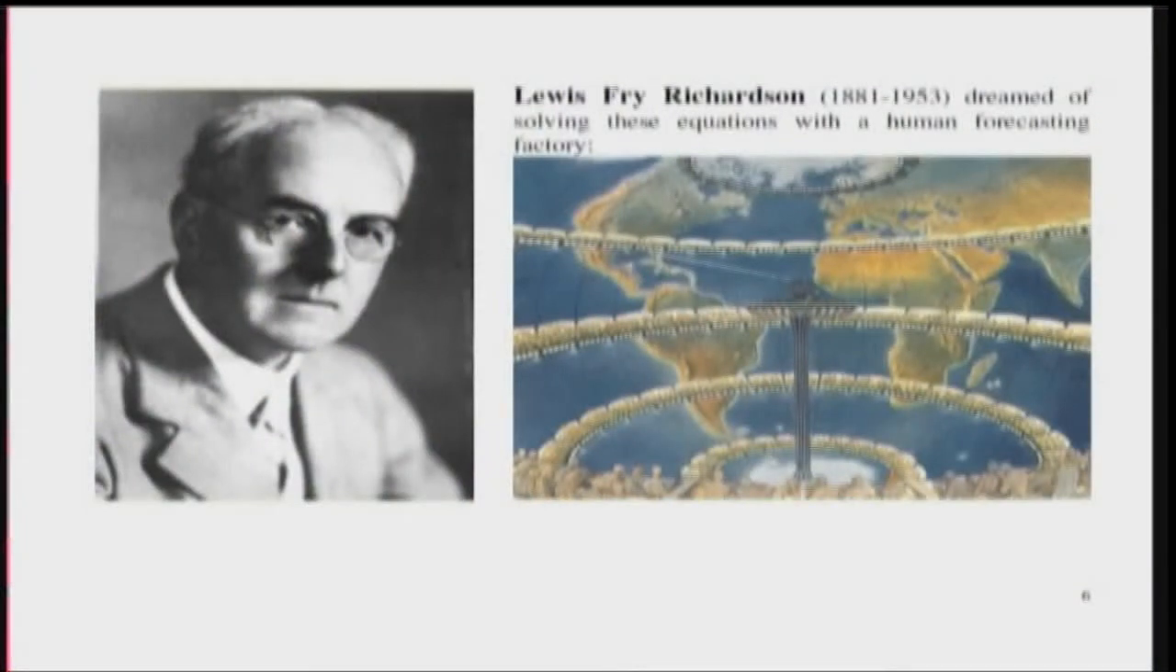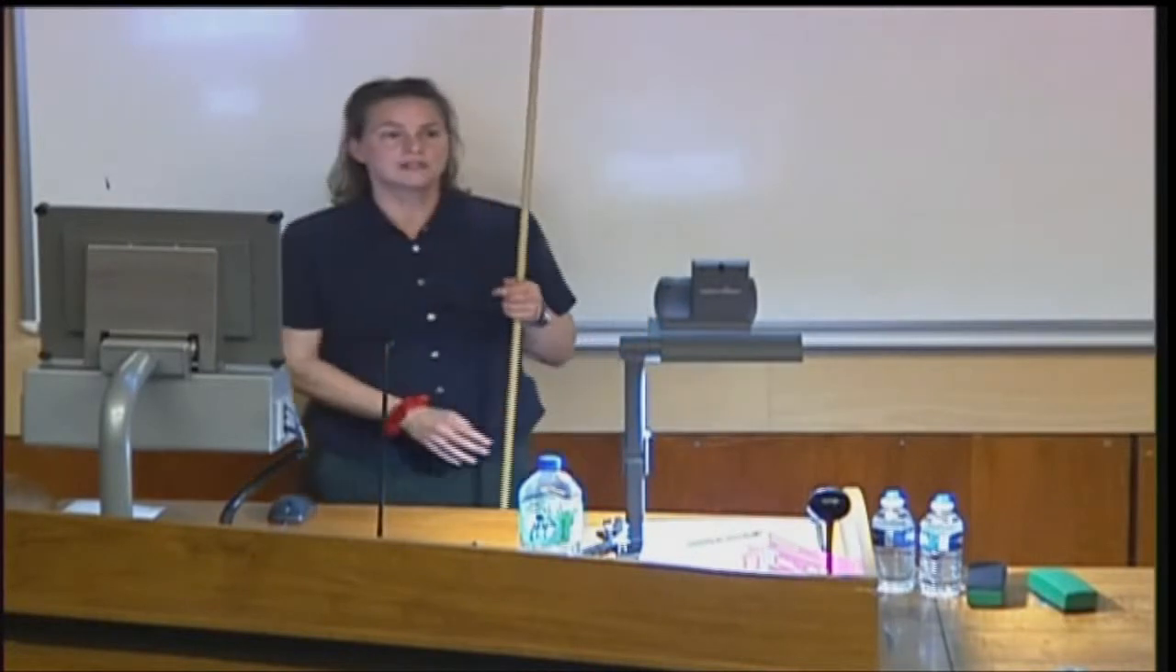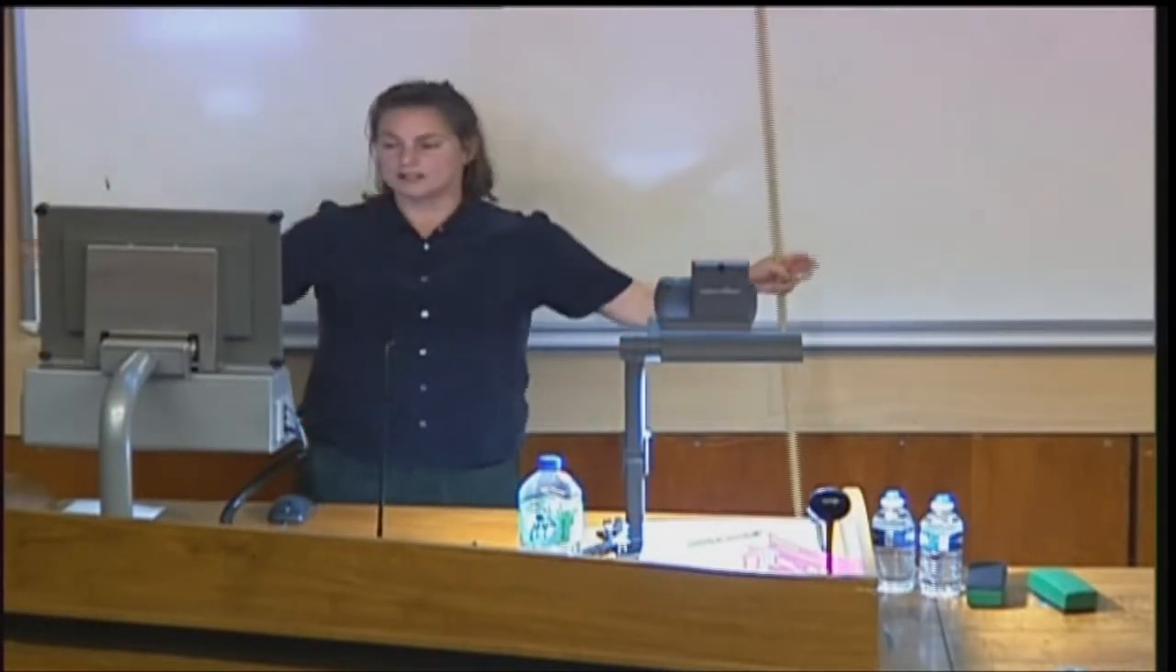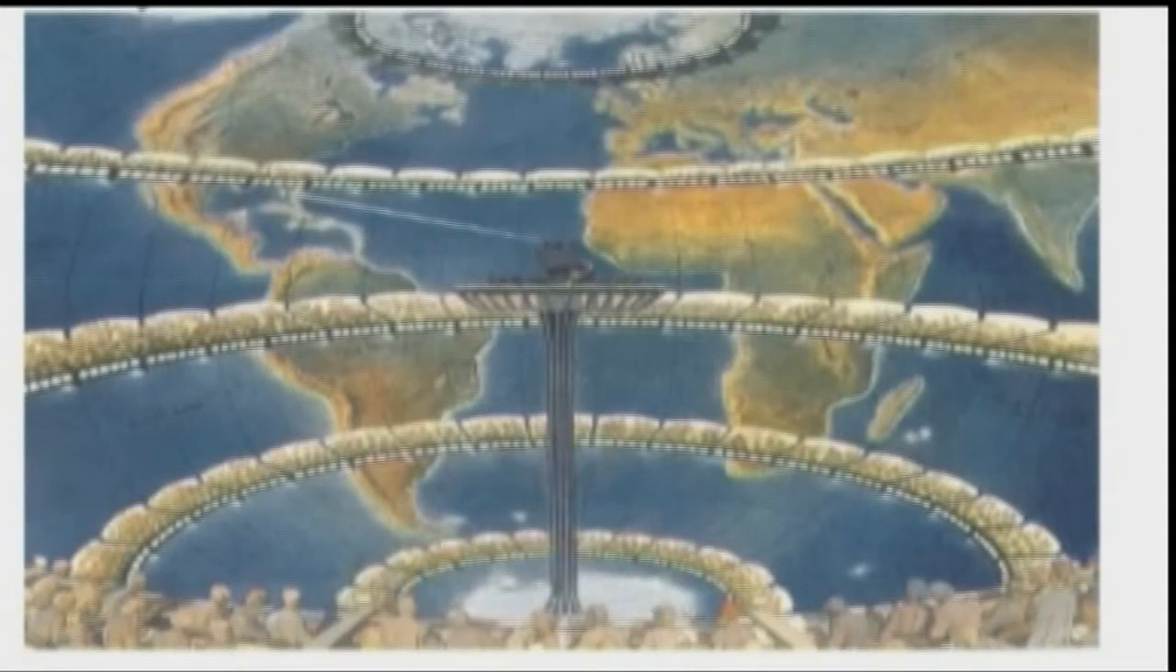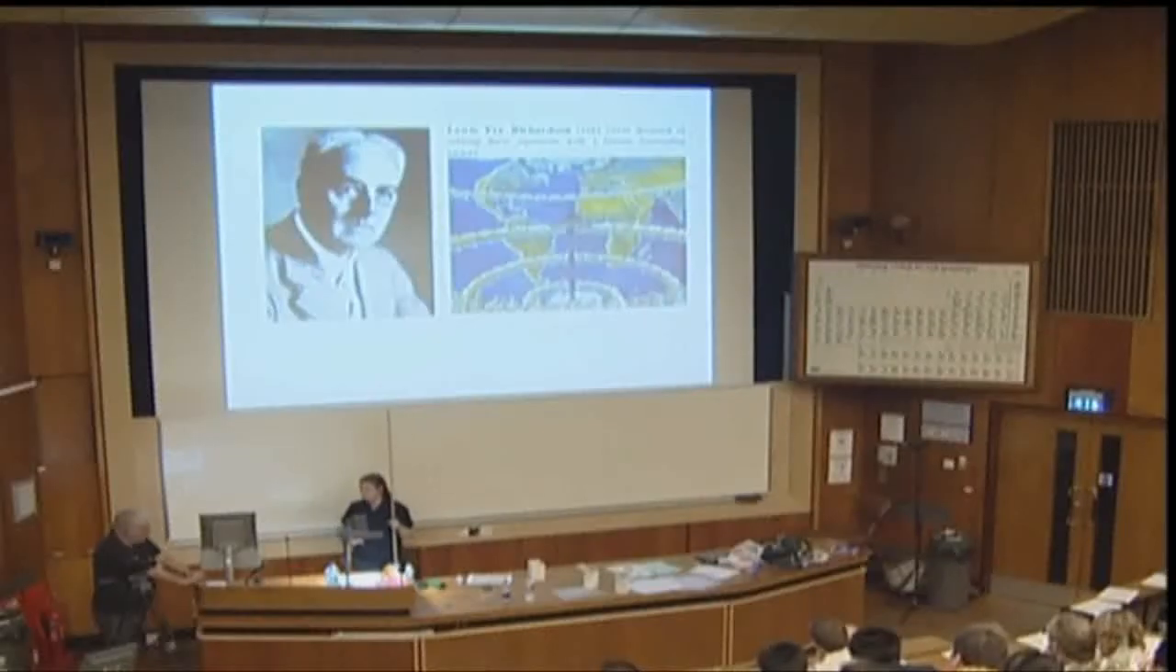Lewis Fry Richardson was a famous meteorologist who did solve these equations, but he didn't have computers, so he solved them by hand. He could only make very short forecasts on very coarse grids, and his forecasts were not very useful. But he dreamed of creating a huge forecasting factory in a huge spherical room full of people, each doing the calculations for one grid box. They tell the person to their east what the temperature is, and the person to the west tells them what the temperature is, so they can work out the temperature at the new time step.